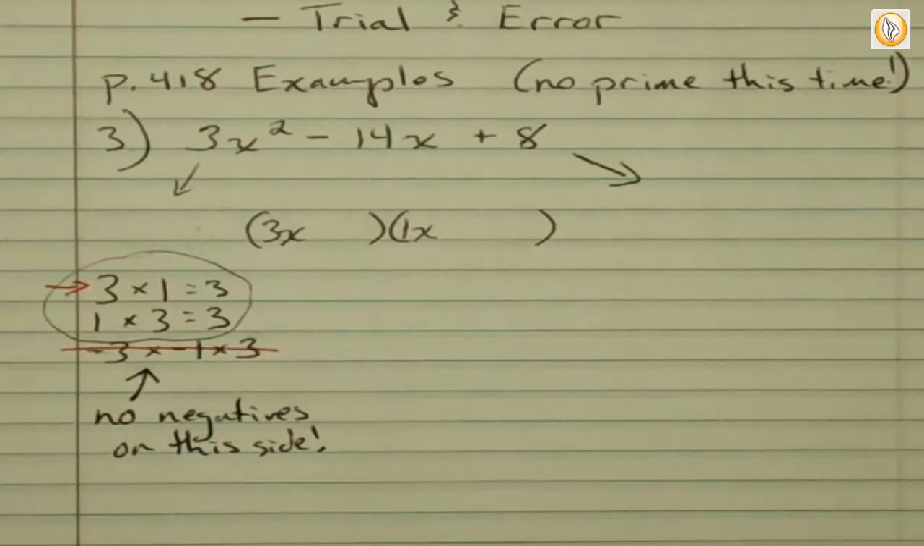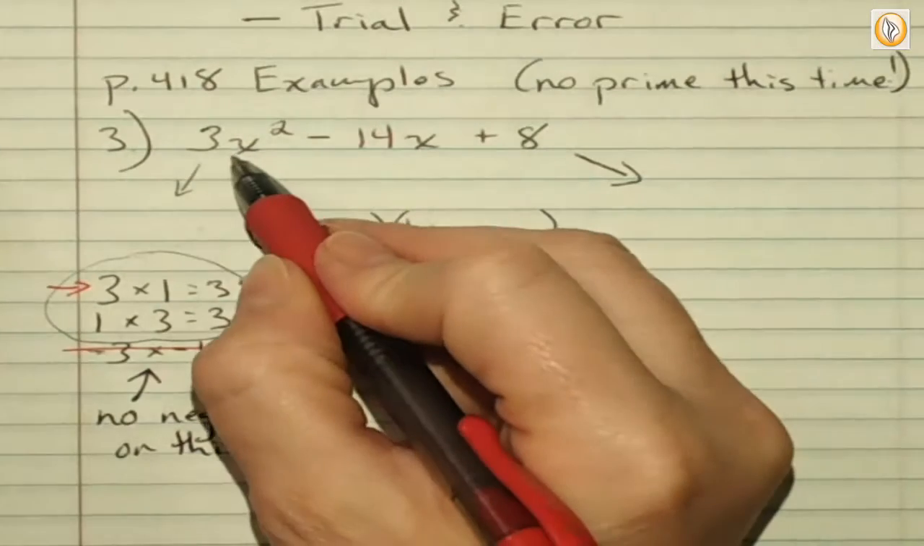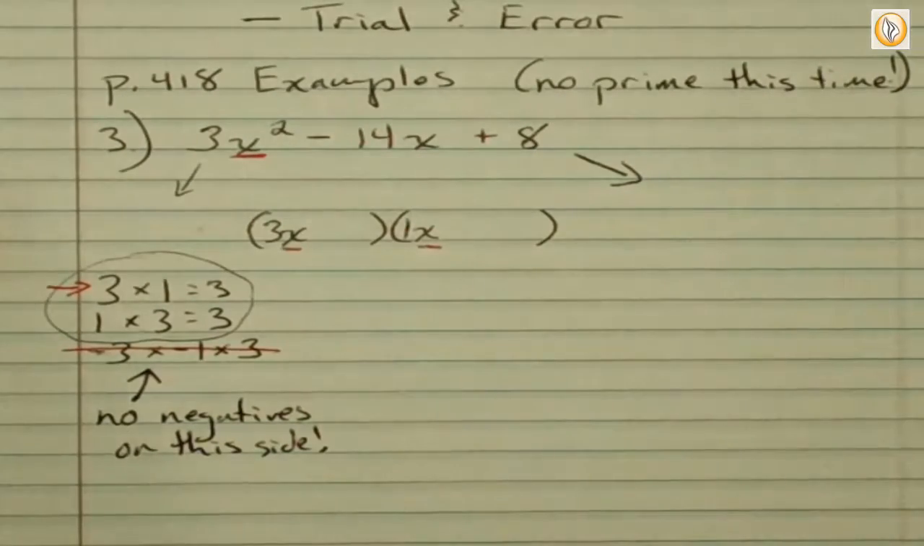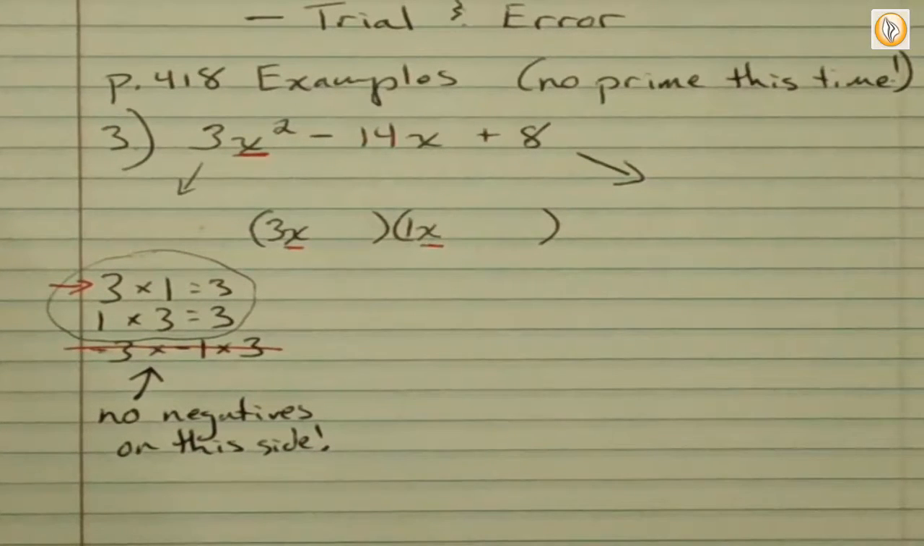So you have to have the x there because it's x squared. Because we have x squared, you also have to include the x here. Y'all understand that? Any questions so far?